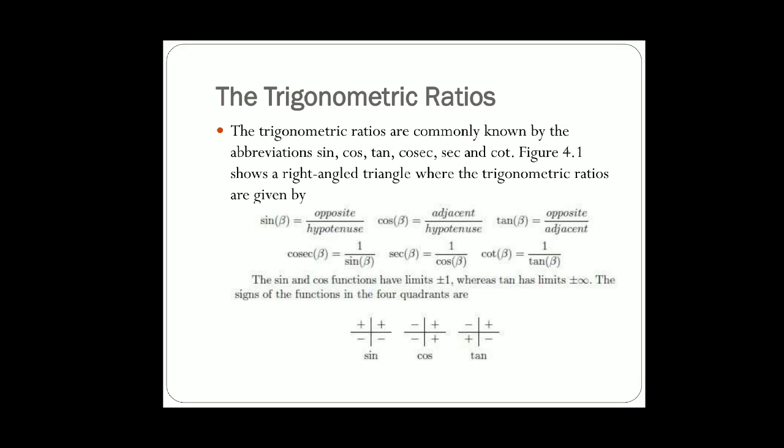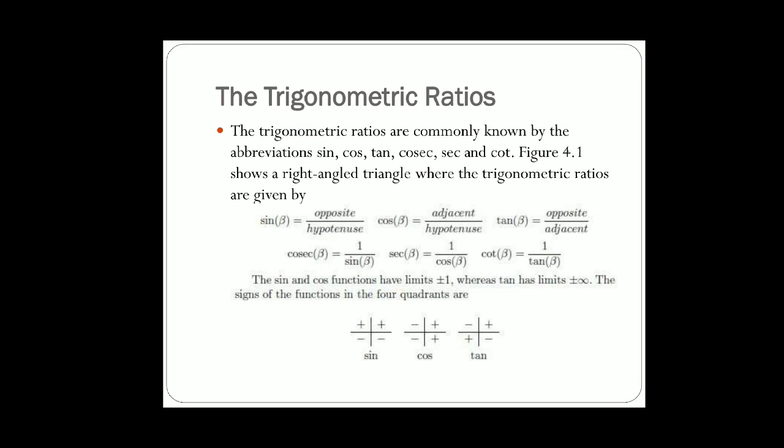Now, a triangle has some inbuilt properties, like the ratio of sides and their associated angles. The abbreviations taken for trigonometry are sine, cos, tan, cosec, sec and cot. Here O is opposite, H is hypotenuse and A is adjacent. So how do we write this? Sine beta is equal to opposite upon hypotenuse.